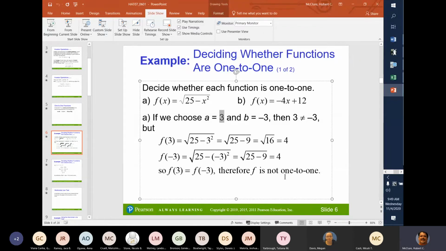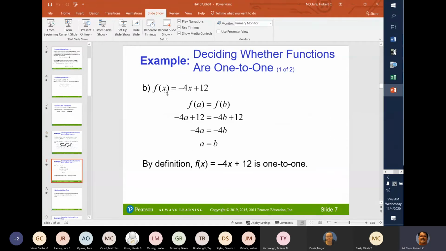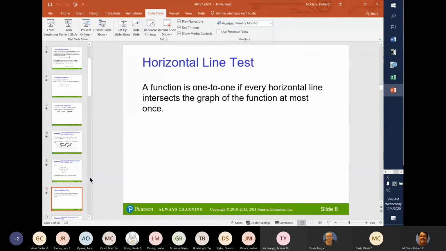Okay? Here, they set f of a equal to f of b. In other words, they set this one up to this one and see if you get a plausible answer. A is equal to b. Yes. If you got a is equal to a, then it wouldn't be a one-to-one function. And there's the horizontal line test.